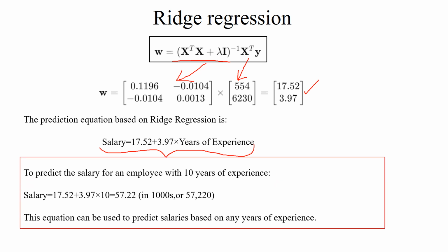In case we want to predict the salary for an employee who has 10 years of experience, we substitute 10 in the place of years of experience. So the final predicted salary would be 57.22 in thousands. Now this is the equation which can be used to predict the salaries based on any years of experience. In this video, we have learnt about ridge regression with some simple examples. Thank you.